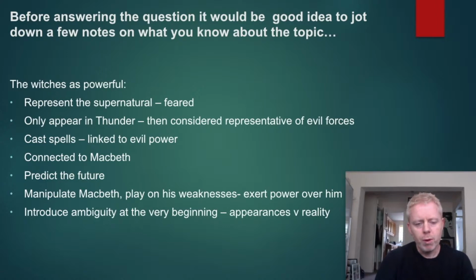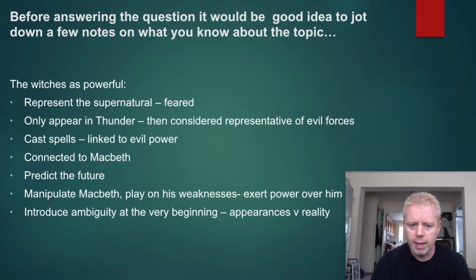So before answering the question, it would be a good idea to jot down a few notes on what you know about the topic. So, for example, the witches as powerful. They represent the supernatural. The supernatural were feared. That indicates a degree of power. They only appear in thunder. Look at the stage direction for the witches. They only appear in thunder. Now, 400 years ago, there was no scientific explanation for what thunder was or what caused thunder. The people actually believed that thunder was a representative of evil forces. So that's interesting that Shakespeare will have the supernatural, the witches, only appear in thunder.